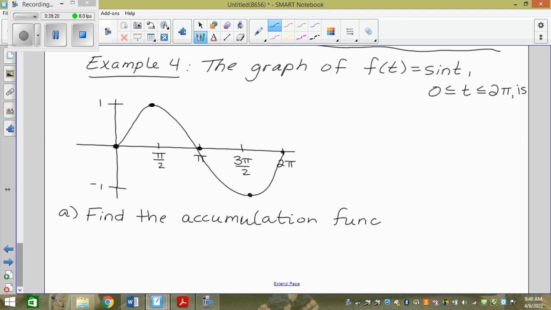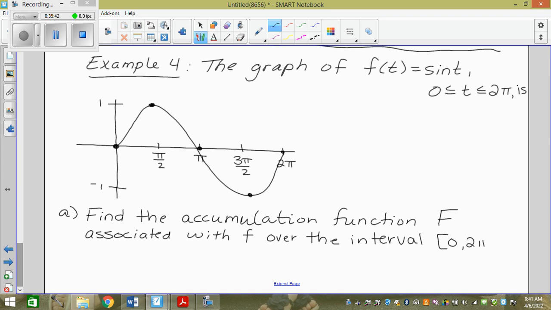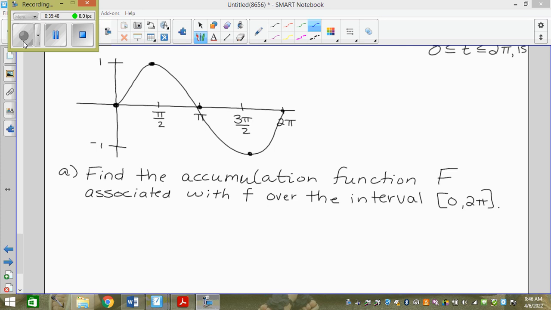Function capital F associated with f over the interval to 2 pi. If it asks for an accumulated function, it's literally asking you to find the area under the curve from there to there. What do you suspect the answer is going to be? 0. Yes. It's going to be 0.